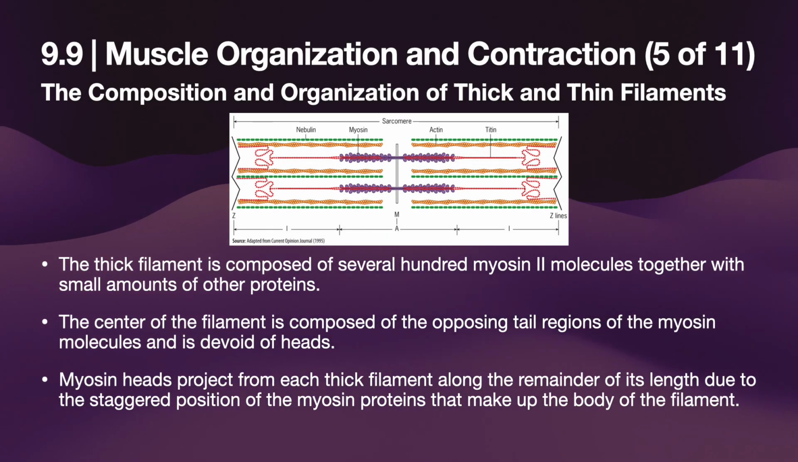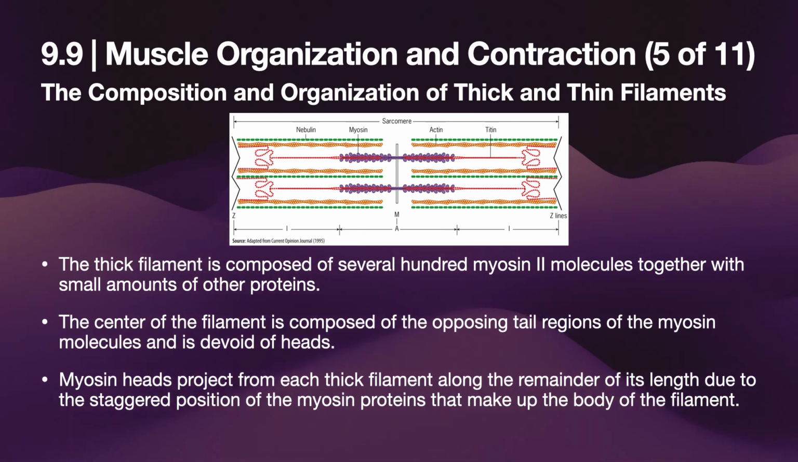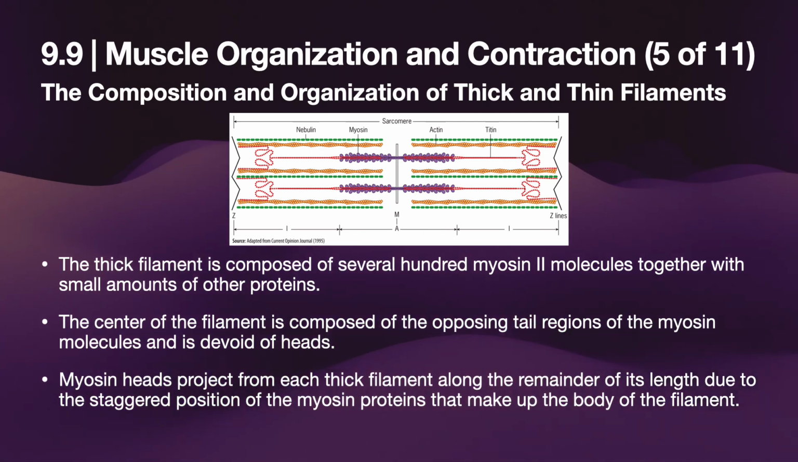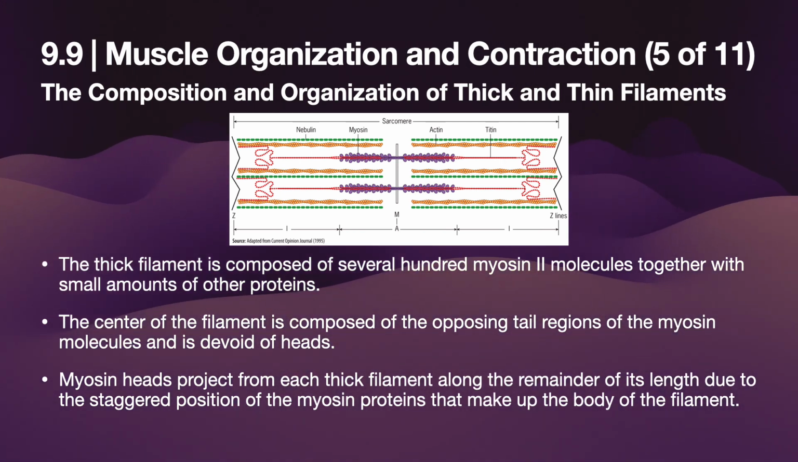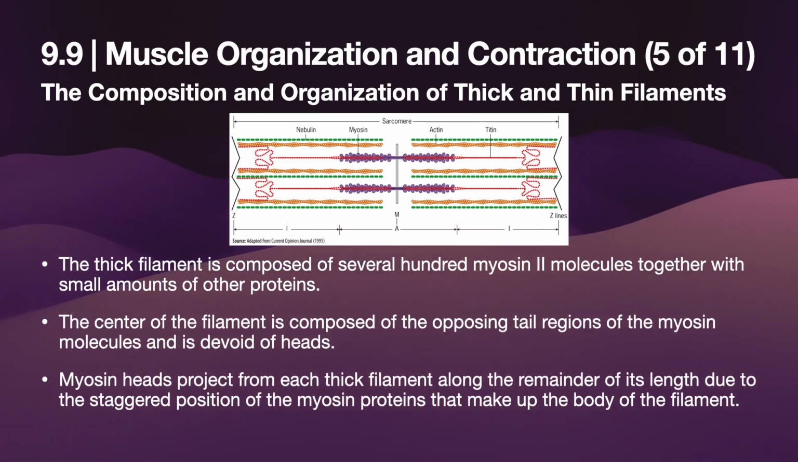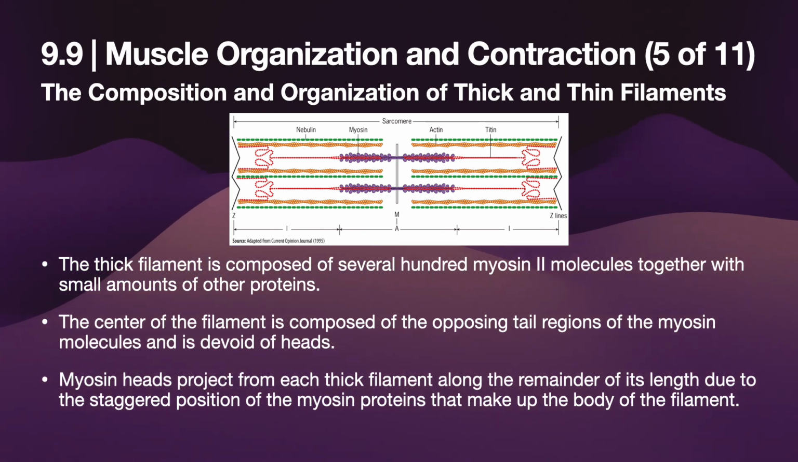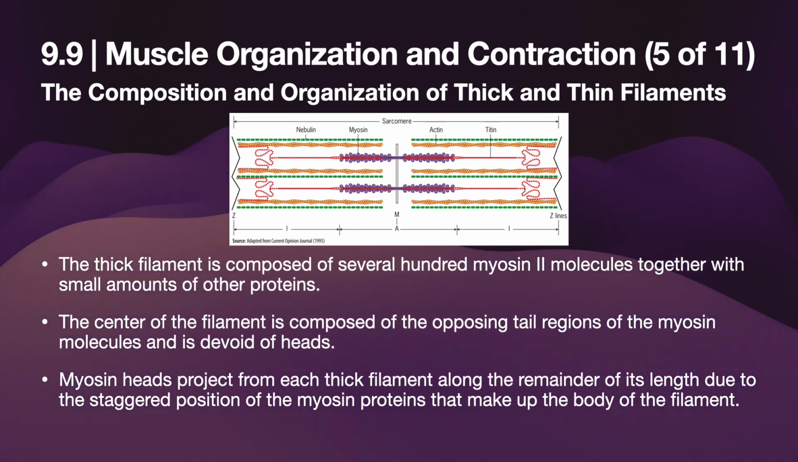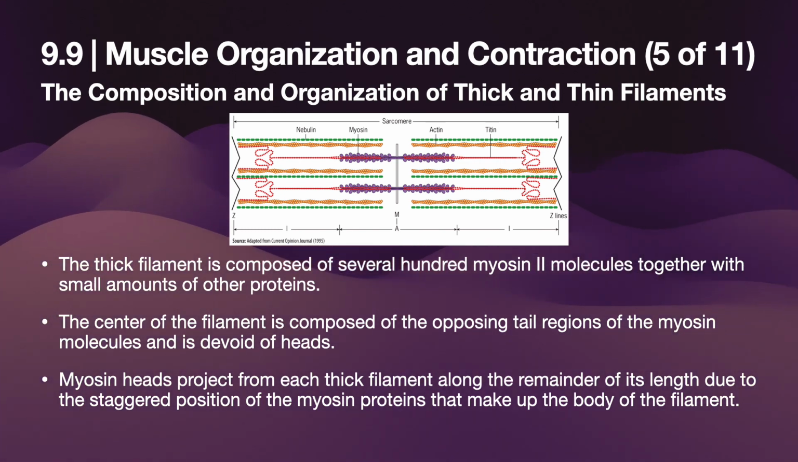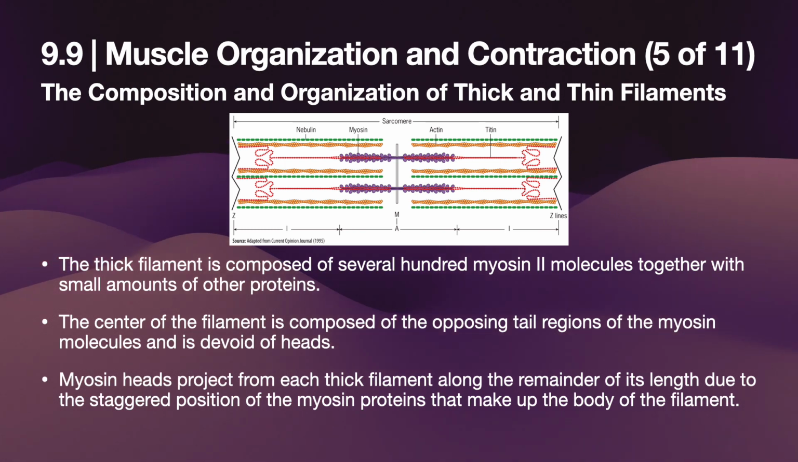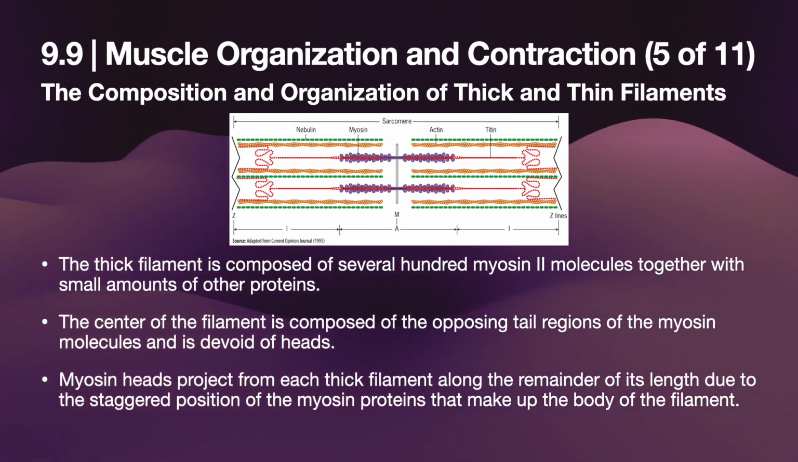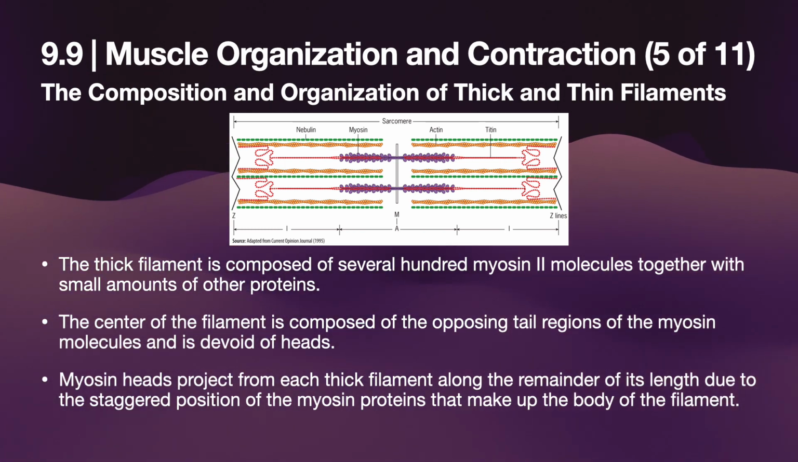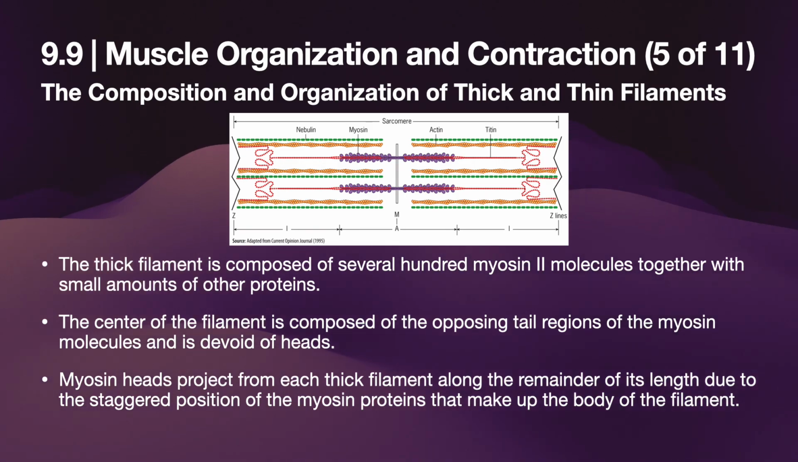The thick filament is composed of several hundred myosin 2 molecules together with small amounts of other proteins. The center of the filament is composed of the opposing tail regions of the myosin molecules and is devoid of heads. The heads project from each thick filament along the remainder of its length due to the staggered position of the myosin proteins that make up the body of the filament.